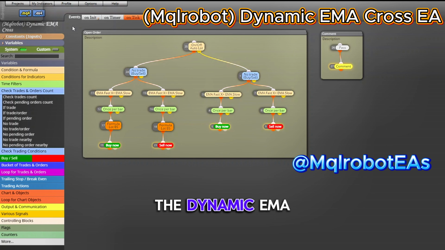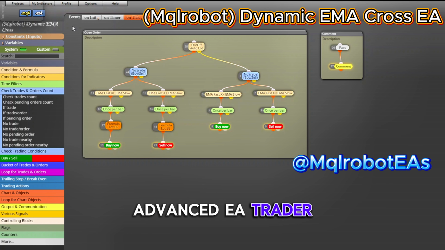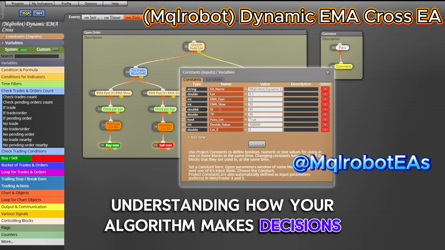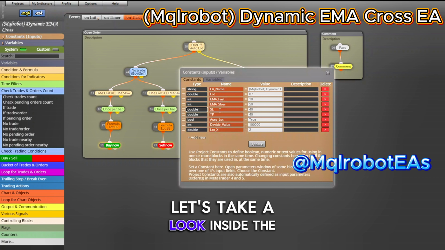In this video, we'll explore the logic behind one of the simplest yet highly adaptable expert advisors, the dynamic EMA cross EA built using FXdreema. Whether you're a beginner or an advanced EA trader, understanding how your algorithm makes decisions is essential before using it on a live account. Let's take a look inside.